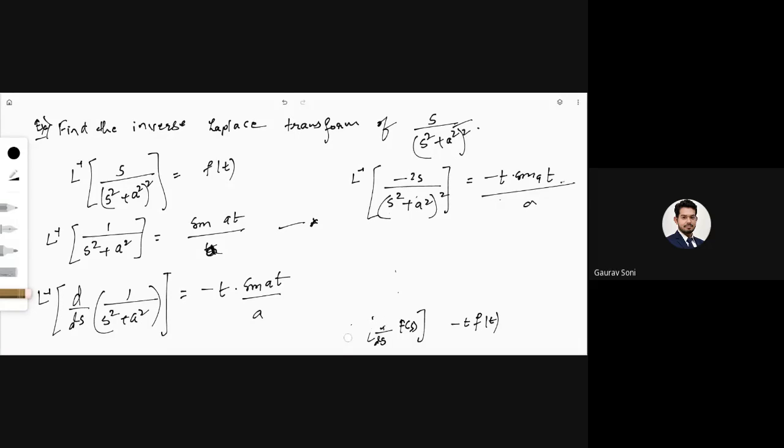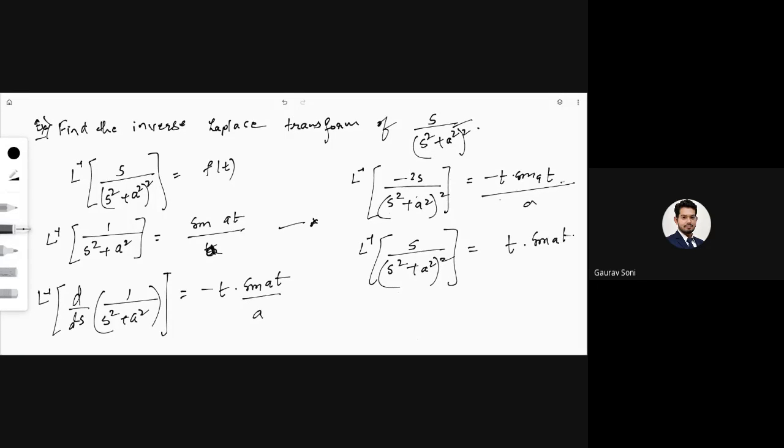So the final answer in this case: the minus sign will get cancelled out and 2 will go into the denominator. We know that the constant can come outside. That's why Laplace inverse of s upon s square plus a square whole square will be equal to t sine of at divided by 2.